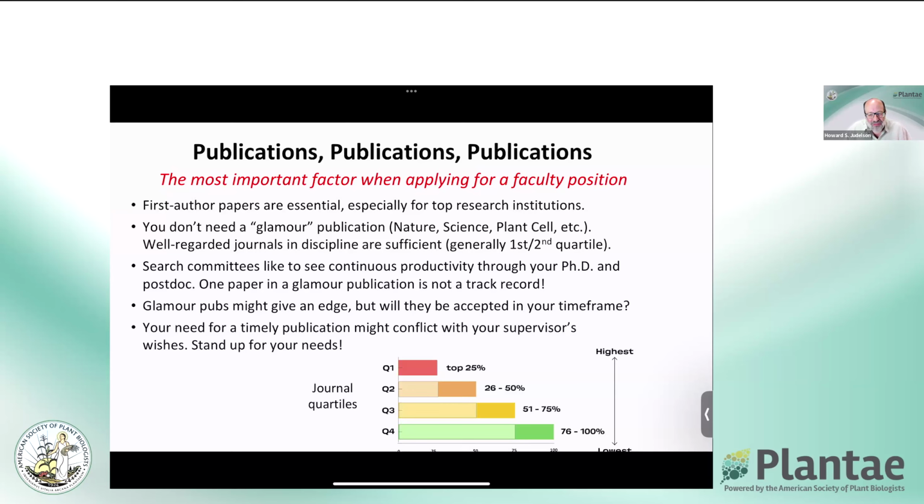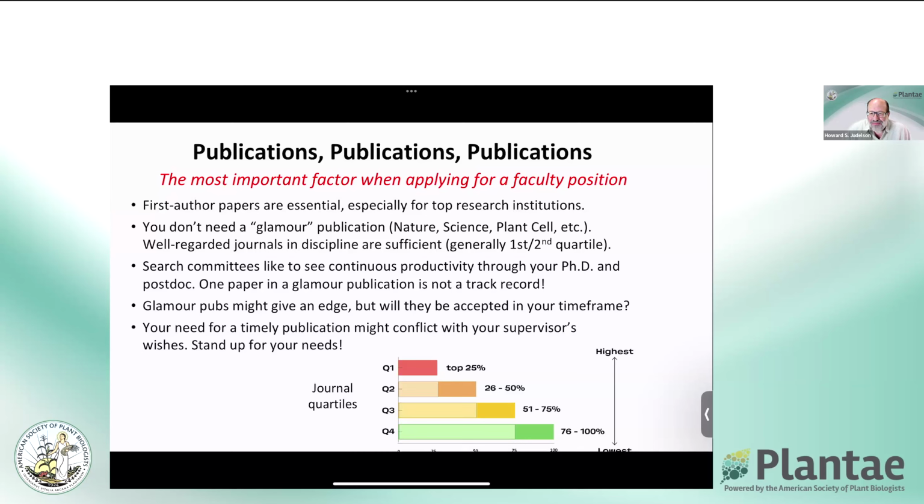As long as you've published in a well-regarded journal within your discipline, that's fine. And I've said generally first or second quartile. I don't want to put too much weight on impact factors, but many people do. As long as it's a respected journal, I think that will be adequate. And that's because search committees want to see continuous productivity through your scientific career. If you just have one paper in the so-called glamour publication, well, that might be nice, but it's not really a track record.